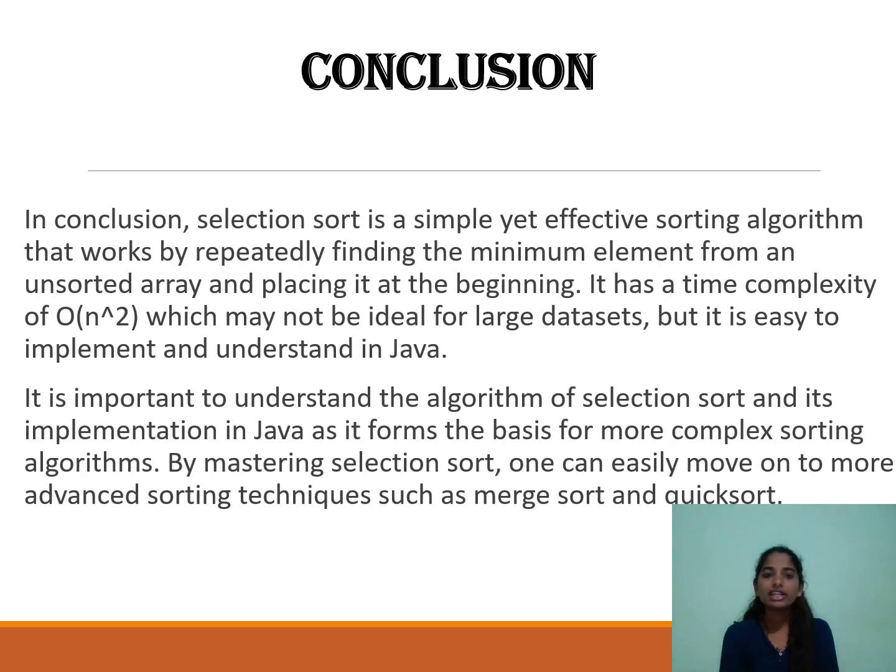Now, conclusion. In conclusion, selection sort is a simple yet effective sorting algorithm that works by repeatedly finding the minimum element from an unsorted array and placing it at the beginning. It has a time complexity of O(n^2), which may not be ideal for large data sets, but it is easy to implement and understand in Java. It's important to understand the algorithm of selection sort and its implementation in Java, as it forms the basis for more complex sorting algorithms. By mastering selection sort, one can easily move on to more advanced sorting techniques such as merge sort and quicksort.